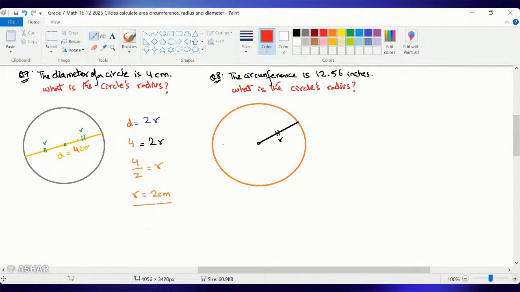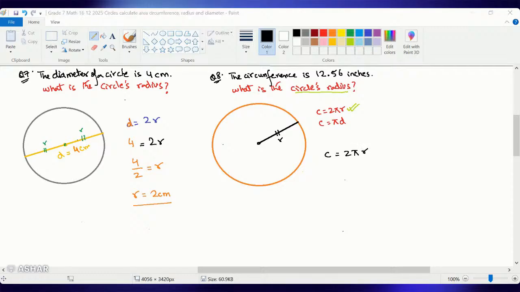So we have the formula for circumference. We have two formulas for circumference. The first one was circumference is 2 pi r, and the second one is pi diameter. So out of these two formulas, since we need to find the radius, we will use the formula which has radius in it. So can we say circumference is 2 pi r?